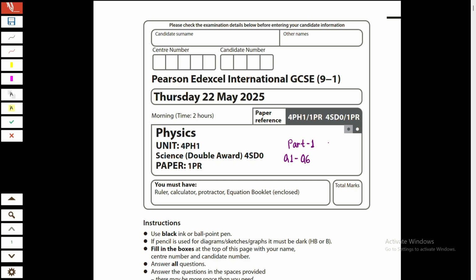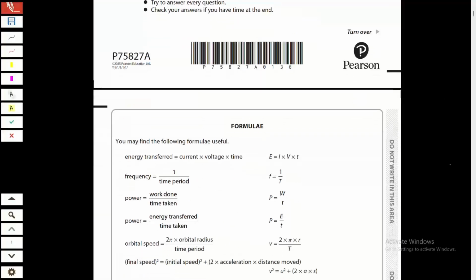Today I will be solving the IGCSE Physics May June 2025 regional paper, which is basically paper 1, and I will be walking you through every question step by step and showing you exactly how to get full marks and avoid common mistakes. The solution video is basically divided into two parts, part 1 and part 2, and part 1 consists of questions 1 to 6. So without any further ado, let's jump right into question 1.